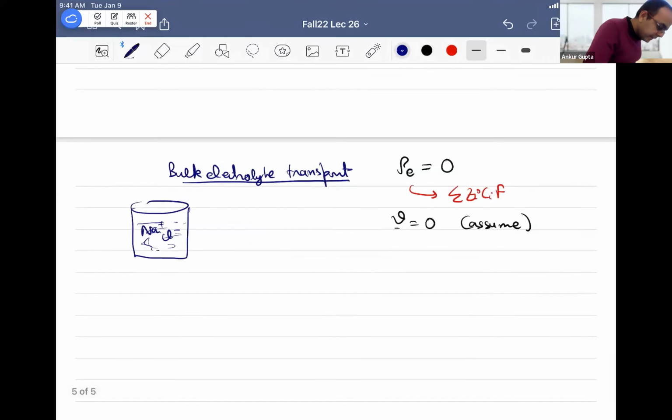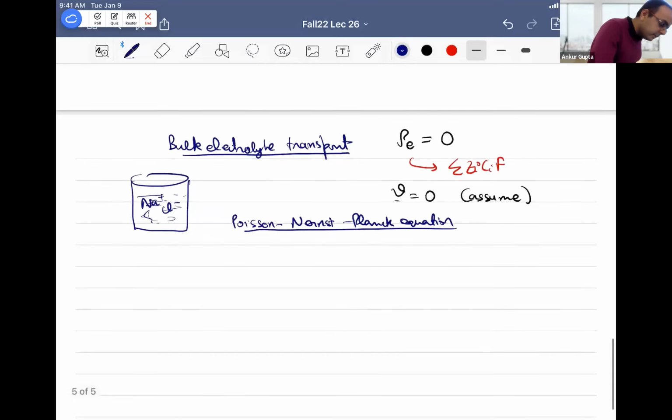So let's revisit our equations, the Poisson-Nernst-Planck equations. And remember, this is how we have developed the entire course. We start with assumptions, and the simplest thing is 1D, right? To simplify life, we say 1D. Okay, so let's assume a 1D system.